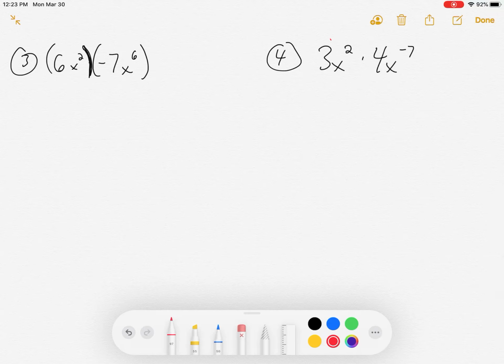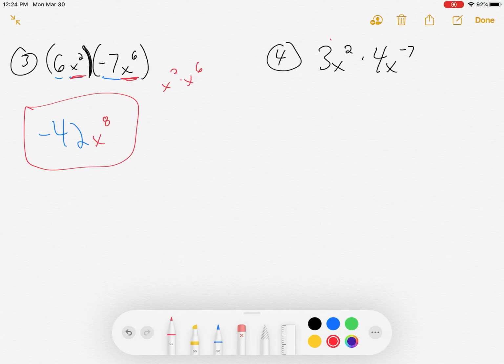Now, number 3, similar to dividing, when we are multiplying exponential functions, what we say is, well, 6 times negative 7, we just multiply those straight across like we normally would. Just what's 6 times negative 7? Negative 42. Now for my exponents, it's x squared times x to the 6th. And again, I have the same base, so I simply add my exponents. Negative 42, x to the 8th power. That's it.